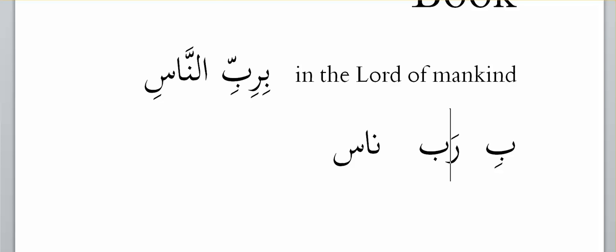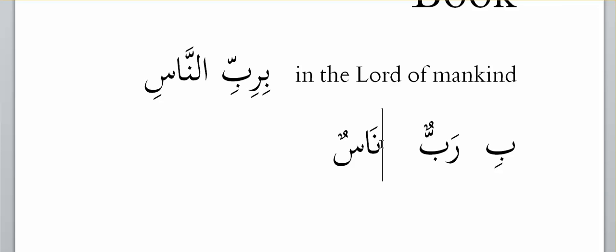Second word is Rabb, Rabbun. Third word is Nasun. So I'm going to do a few things to these words, and I'll change them right here on this line. The word Nas means what? People. A people. If you want to make it the people or the mankind, you'll say, what would you say?